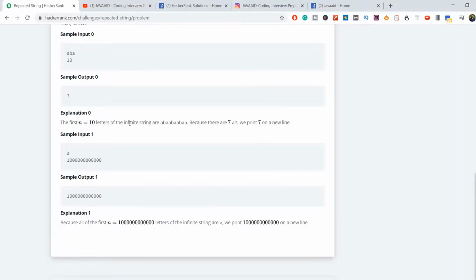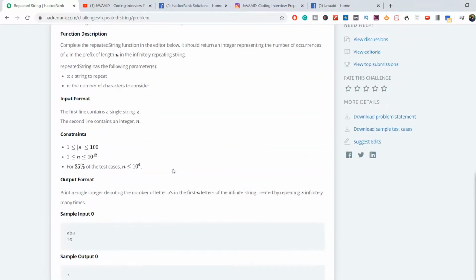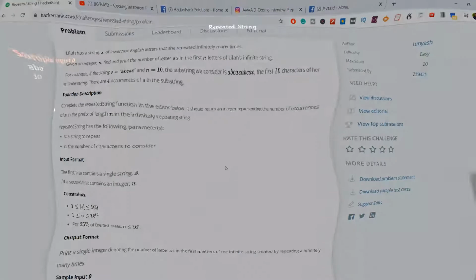So the first 10 letters of the infinite string are these. This is the same thing, guys. We have added this 3 times plus A. Because there are 7 A's, we print 7 on a new line. So this is the answer. And this is sample input 1. So this is the string, and you have to keep on adding this string multiple times, basically infinite times, till you reach this many characters. So if only one letter is there and you keep on adding this letter this many times, the occurrence of A will be the same. So that's why the answer is this. I hope, guys, you got the idea about the problem statement. Let's try to build the logic around it.